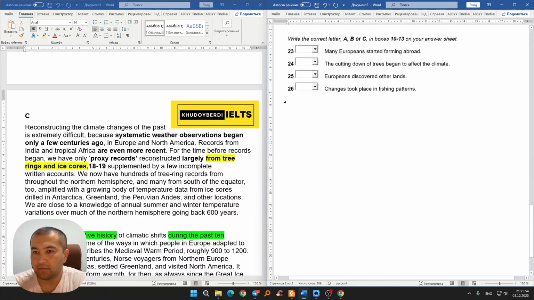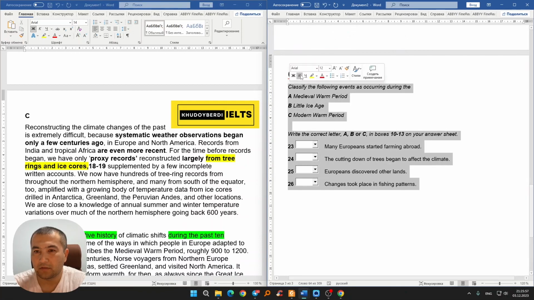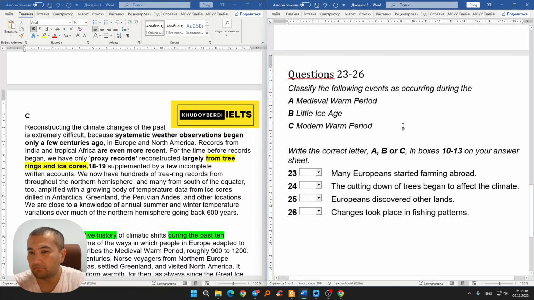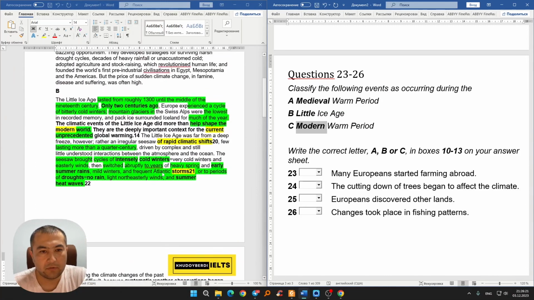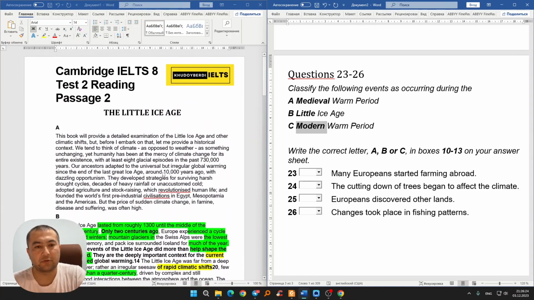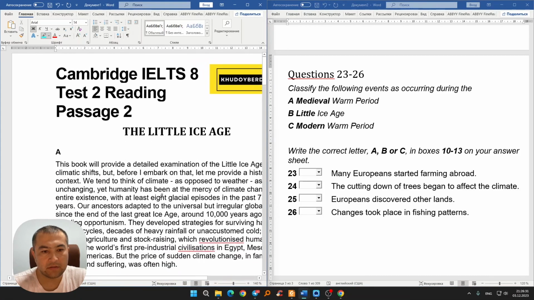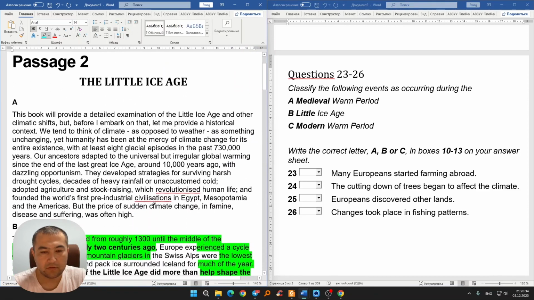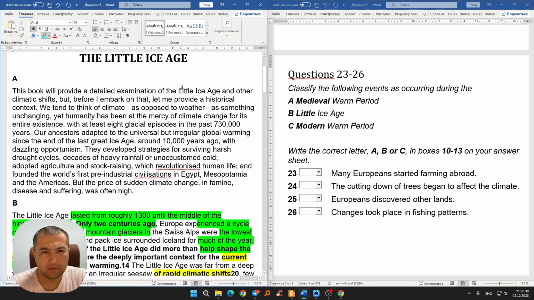The last one is about classifying information, events, right? It's not about names. We have three types of events: medieval warm period, medieval, right? This is the keyword, little ice age, and modern warm period. So let's just do our best to highlight with different colors in the text. We have the keyword here, little ice age.